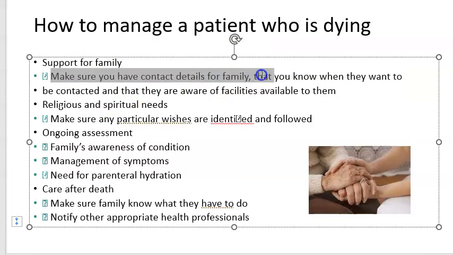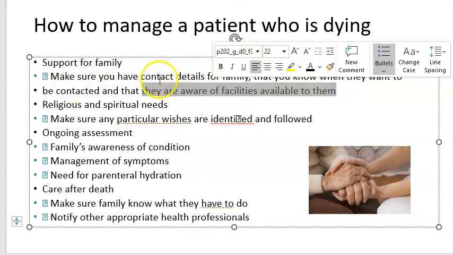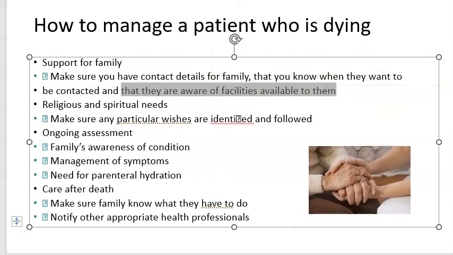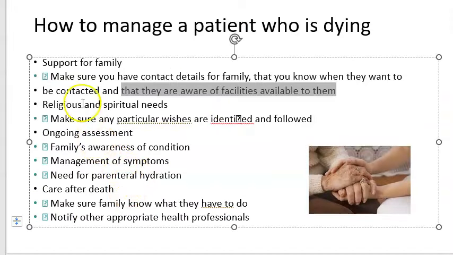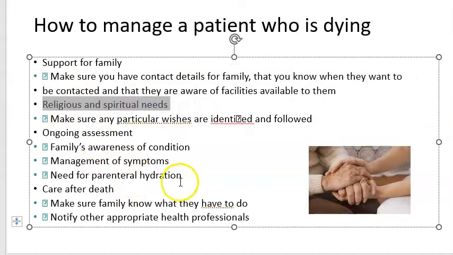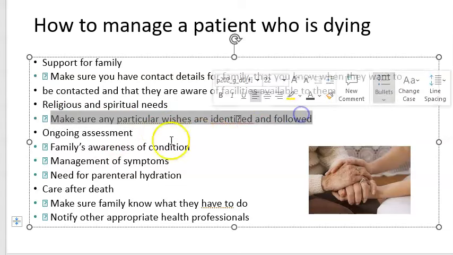Support for the family. Make sure that you have contact details of the family. You should know who the person is, who has to be contacted and what facilities are available for them. You should make them aware. This is something that doctors themselves do not know, who are working where, what happens next. They should know. Religious and spiritual needs of the patient: sometimes they need the body to be wrapped in a particular position. If you ask them to wrap the body in a specific position, they will do that, because some people bury, some people burn, etc. Then any particular wishes, if you can follow them.